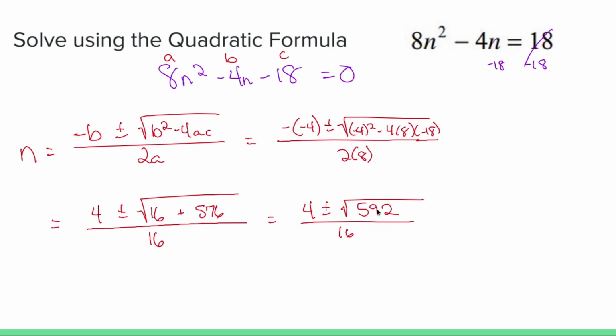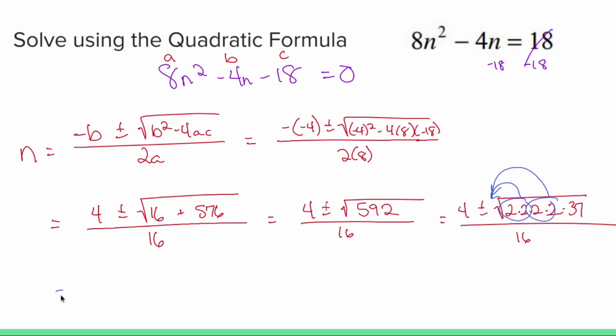Now the prime factorization of 592 is this. If you were to make a factor tree out of this, you would get 2 times 2 times 2 times 2 times 37, all over 16. Whenever you take the square root, you pull out groups of 2. So I'm going to pull out a 2, and pull out another 2. That leaves me with 4 plus or minus 2 times 2, which is 4, square root of 37. That's going to be all over 16.